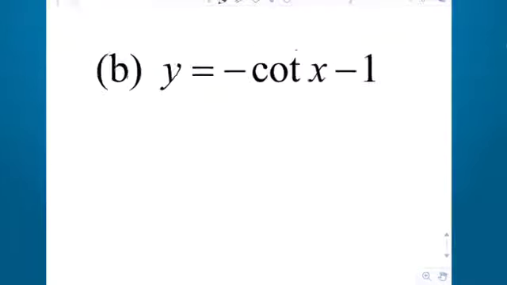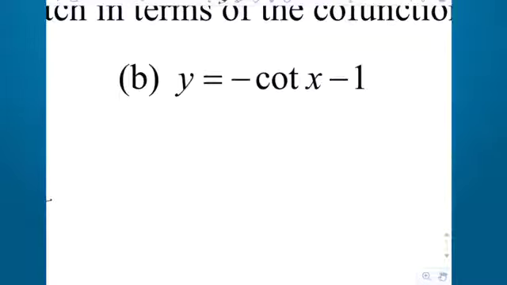All right, letter B. Y equals negative cotangent of x minus 1. What's the parent function? Cotangent. The negative in front is going to reflect it across the x-axis, which makes it a what type of function? Increasing or decreasing? Increasing. It's now increasing. The minus 1 does what? Right one? Down one. Good.